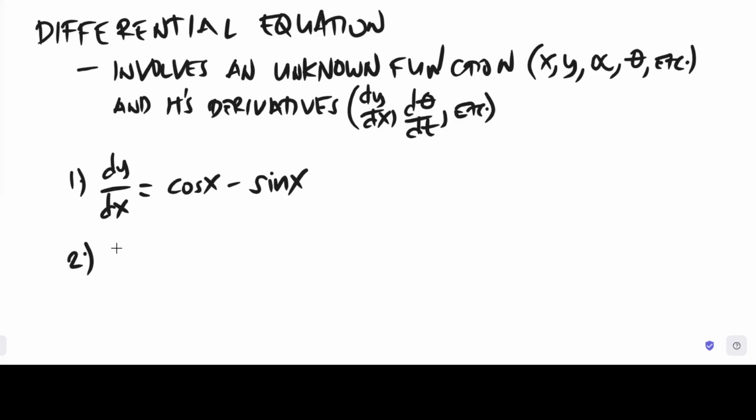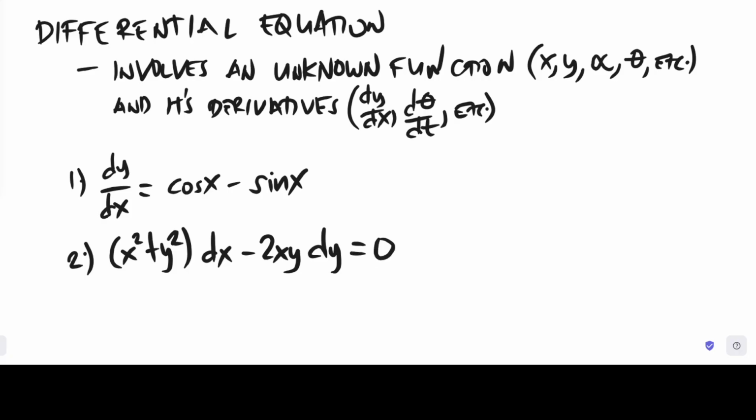Another example, we have here (x squared plus y squared) dx minus 2xy dy is equal to 0. Again, we have here the derivative of x, and the equation also contains x. We also have dy, which is the derivative of y, and the equation also contains y.